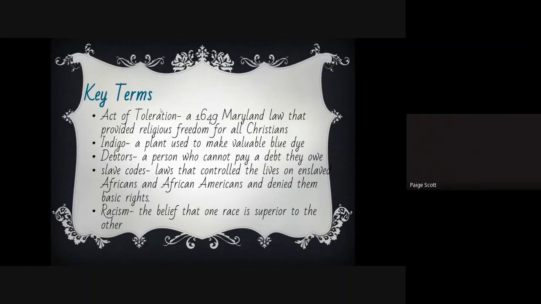Slave codes, which are laws that control the lives of enslaved Africans and African Americans and deny them basic rights. Whenever we speak of basic rights, we mean basic human rights. Then, last but not least, we have racism, the belief that one race is superior to the other.